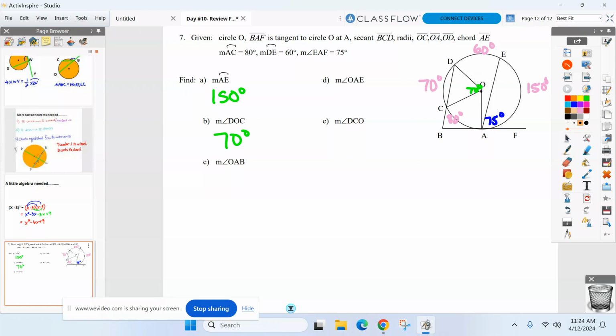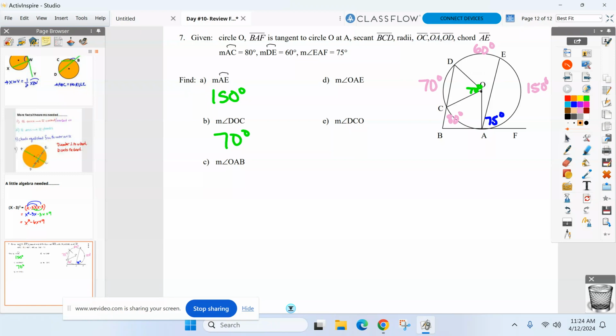All right, here's where it gets nuts now. OAB, angle OAB. Everyone take a look. I know angle OAB looks like a tweener, doesn't it? Because half of it's inside, half of it's outside, but it's not a tweener angle. Because what's OA? Radius. I need a chord, right? Chord tangent, chord secant to be a tweener. Not radius tangent, that doesn't work.